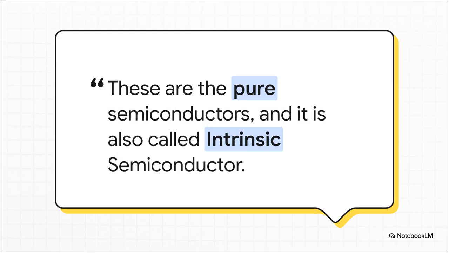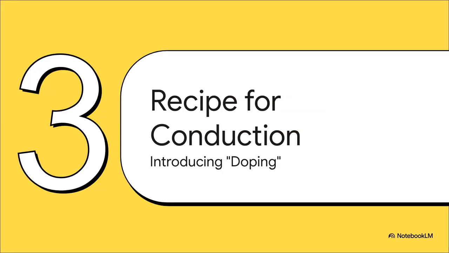Now, in this pure state, the intrinsic state, remember, the material is actually a terrible conductor. And why is that? It's because all the electrons are busy. They're locked into these bonds, holding hands with their neighbors. There's just no free electrons to move around and carry a current. Okay, so if they're such bad conductors when they're pure, how on earth do we make them useful for electronics?